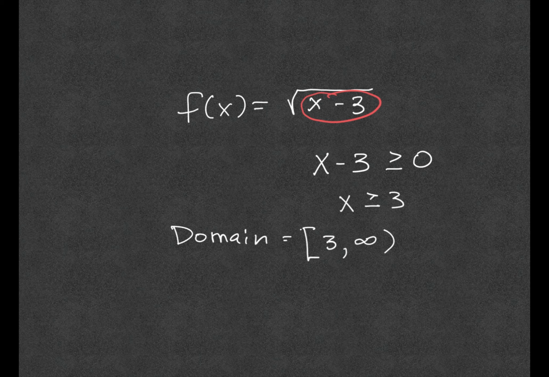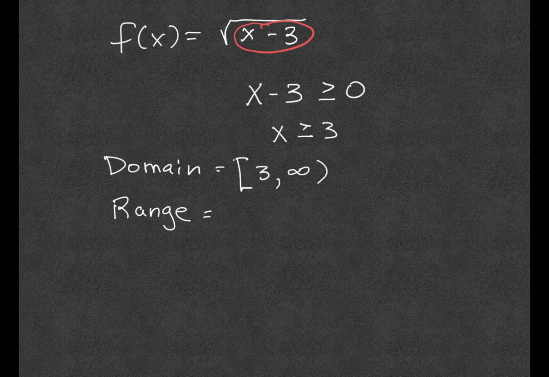Infinity, parentheses. Now, this is trickier. What can the range be? In order to understand the range, you have to understand that a square root function looks like this. Okay? It looks like half of a parabola that's pointed to the right.